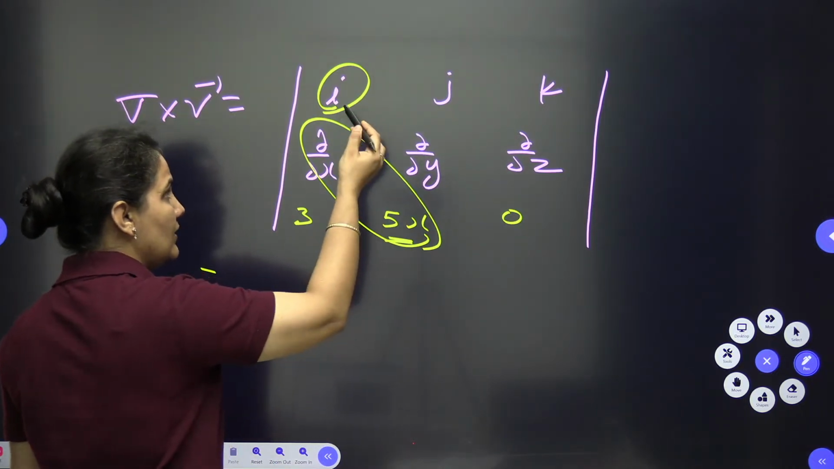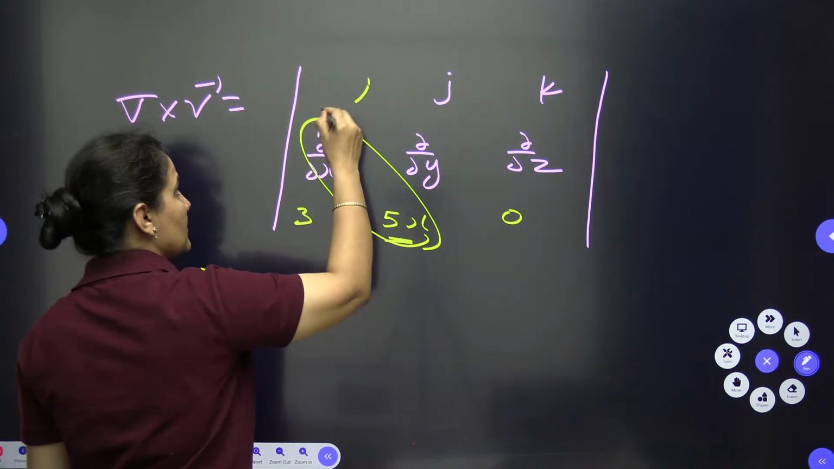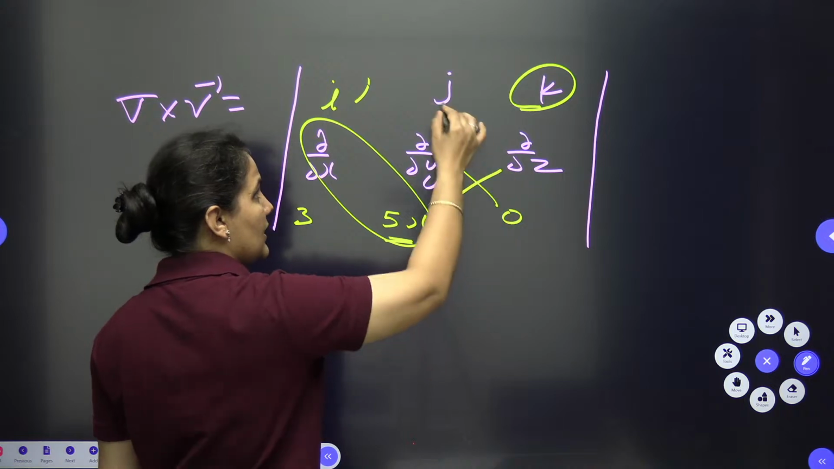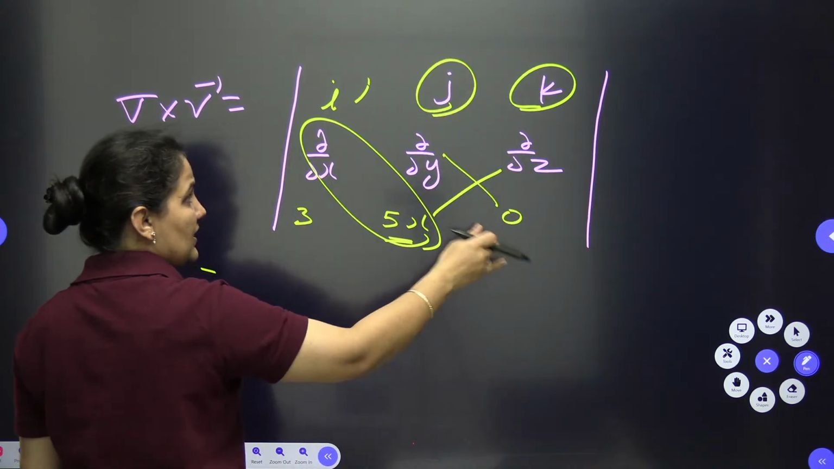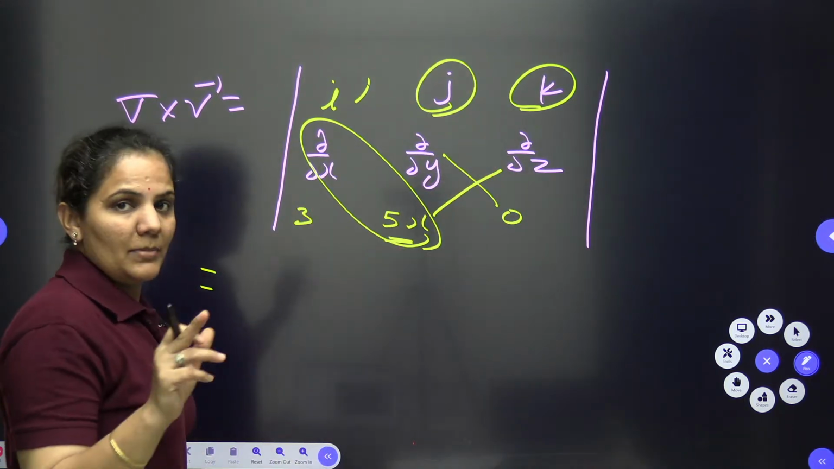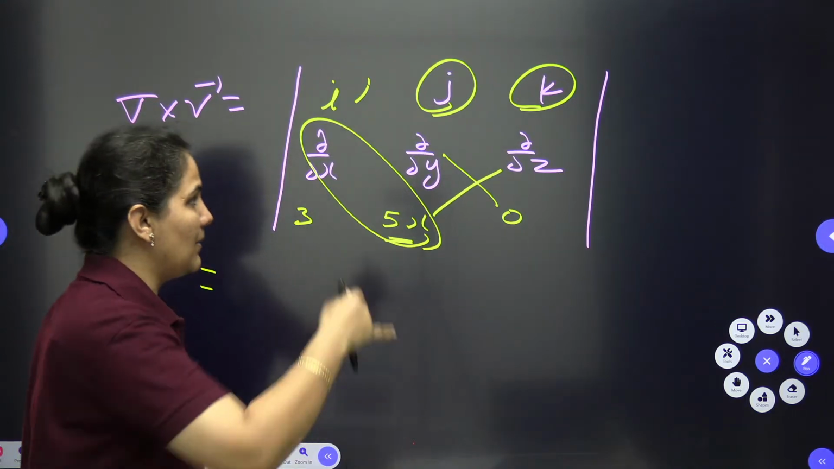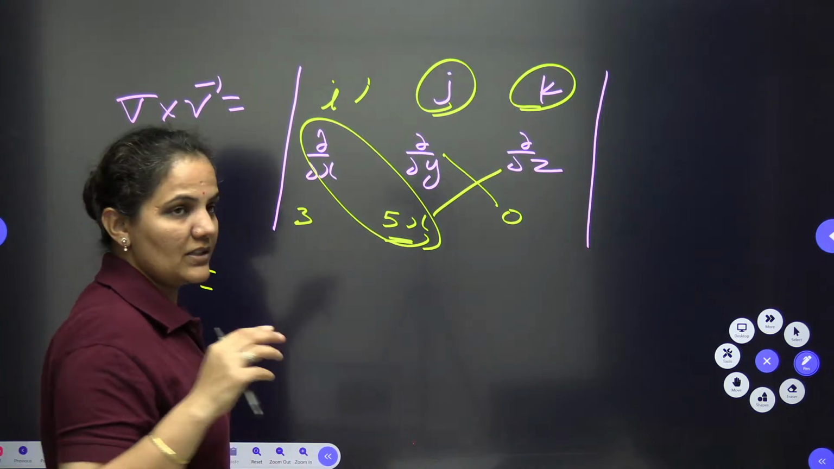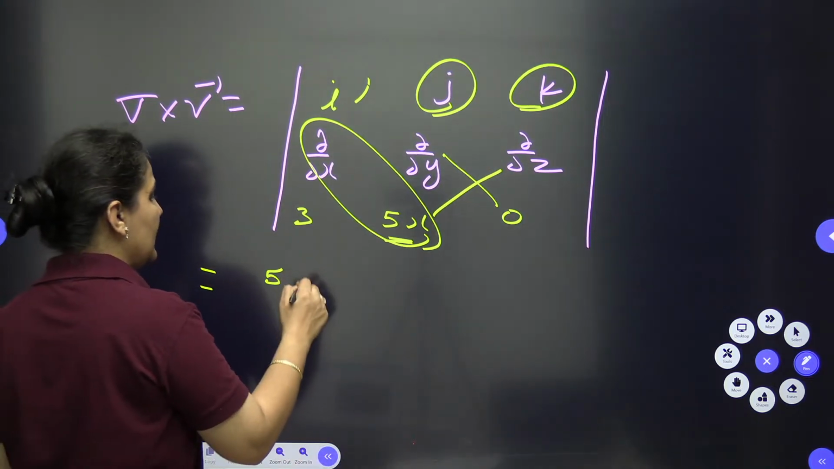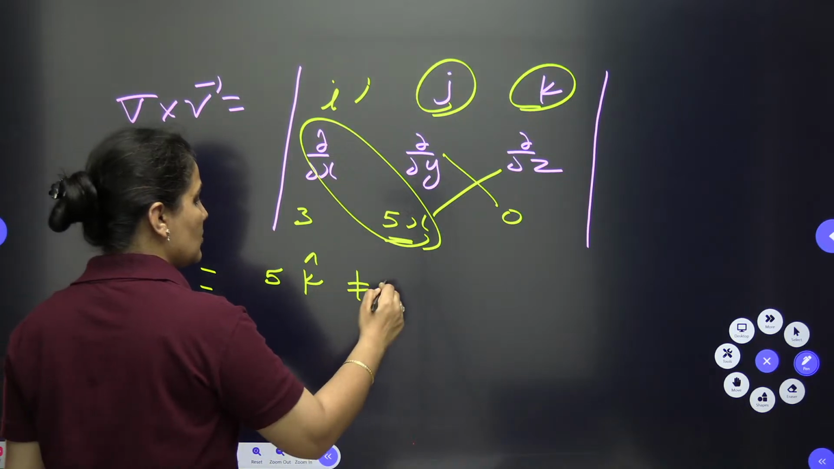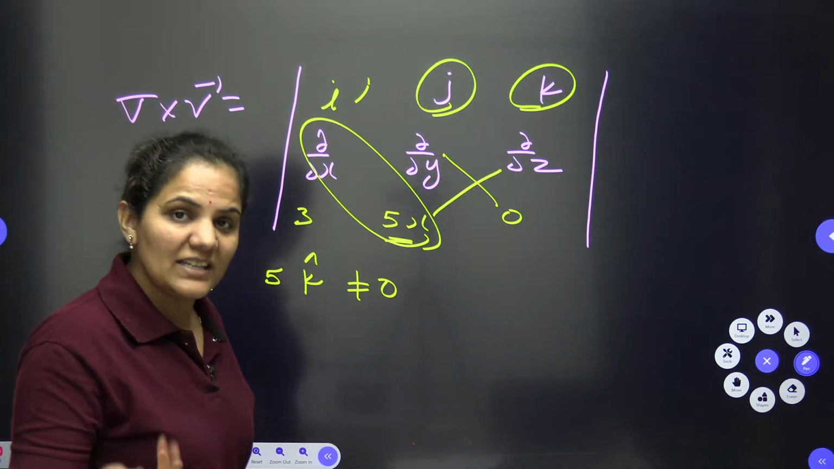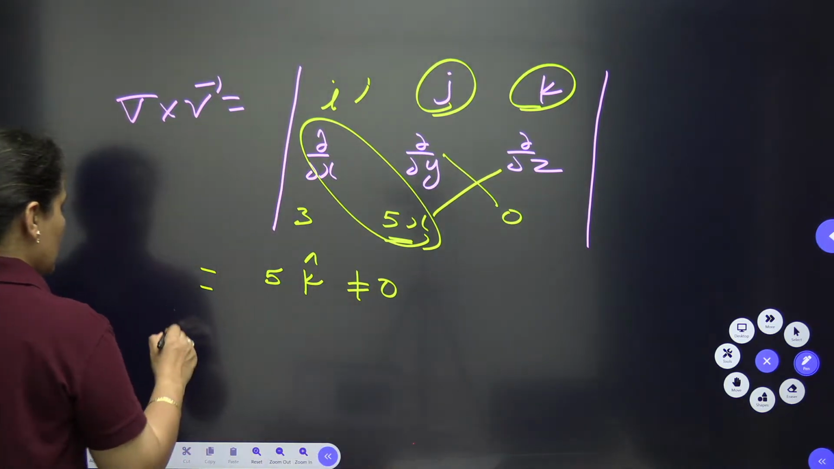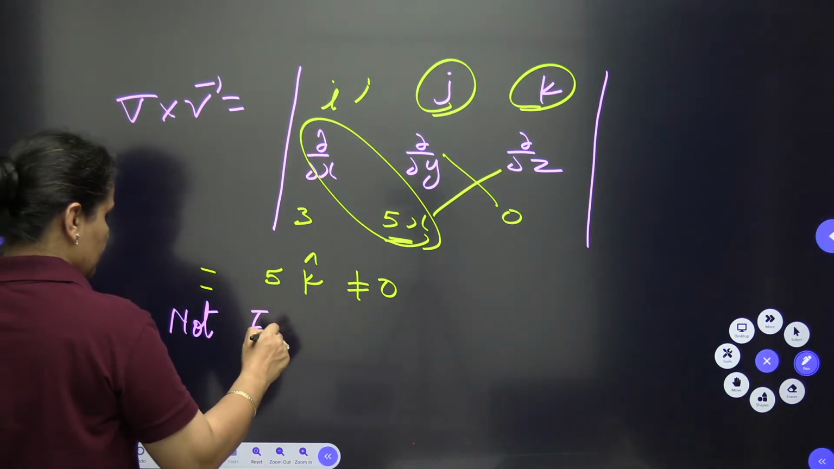When you solve, with respect to i, this will become 0, this will become 0. With respect to j, this will become 0, this will become 0. But with respect to k, I am having del by del x of 5x, and differentiation of 5x will be 5. So ultimately we will get 5k, which is not equal to 0. And when your curl is not equal to 0, then this function is not irrotational. So yes, this is not irrotational.